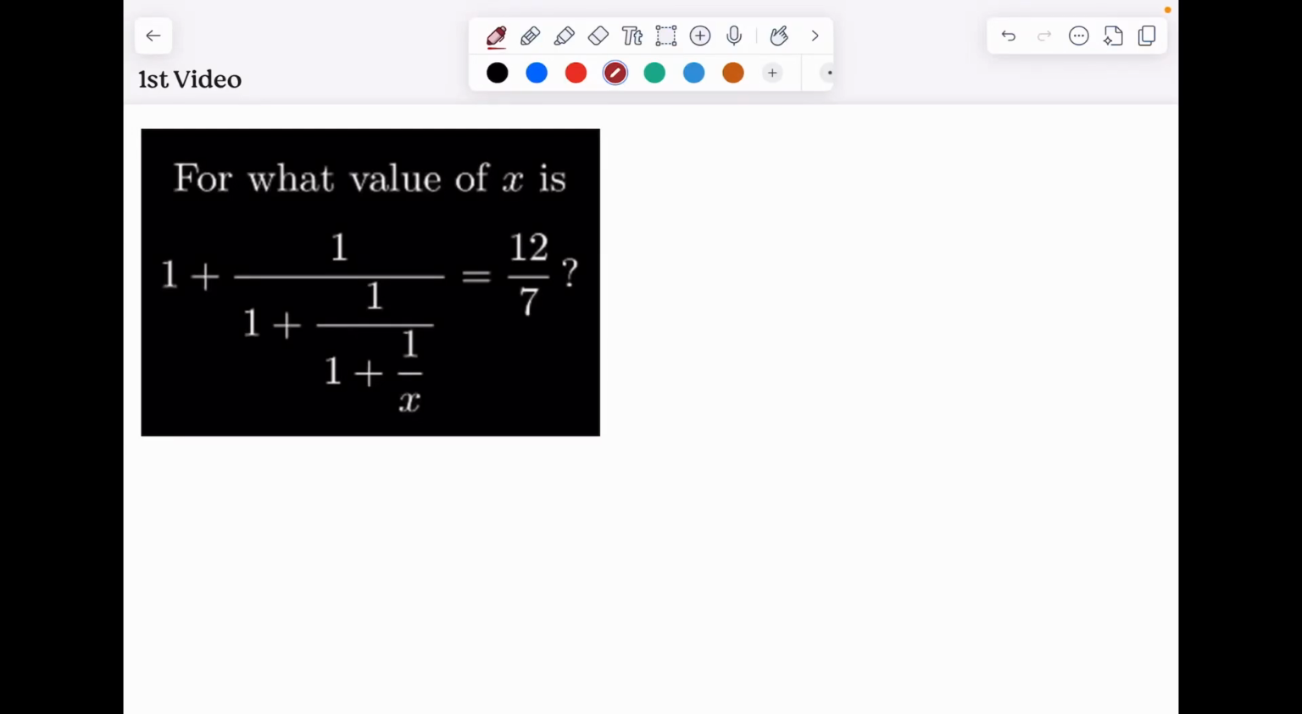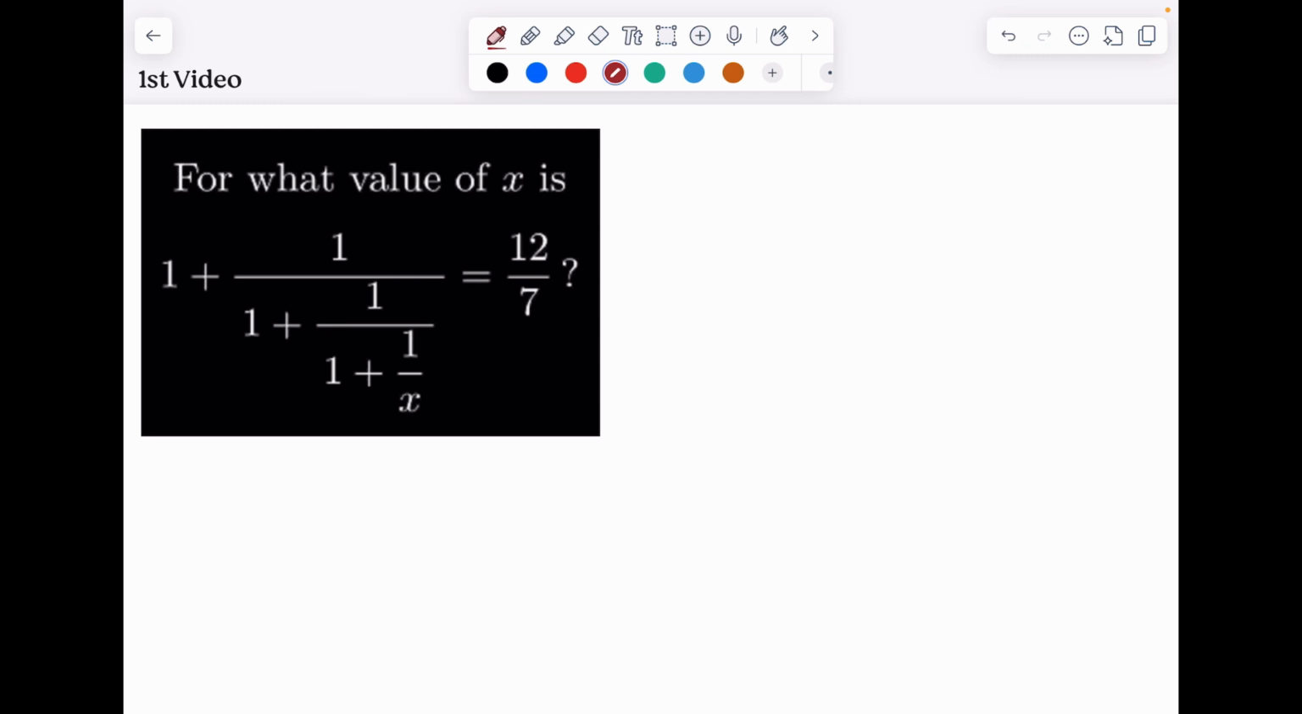So, good day, everyone, and we're gonna be solving this question right here using two methodologies. The first methodology would be the usual method that we use when we are being taught how to deal with complex fractions.